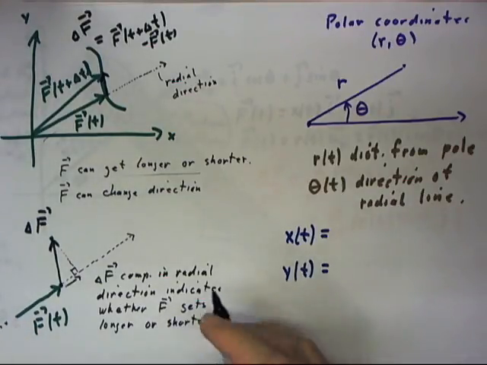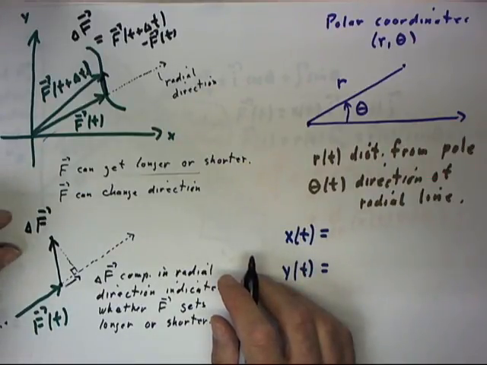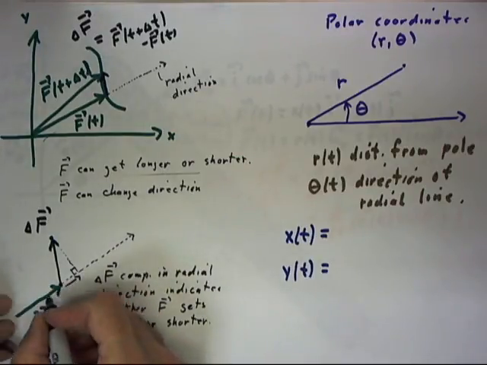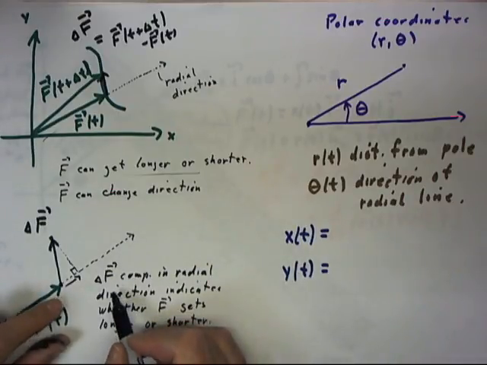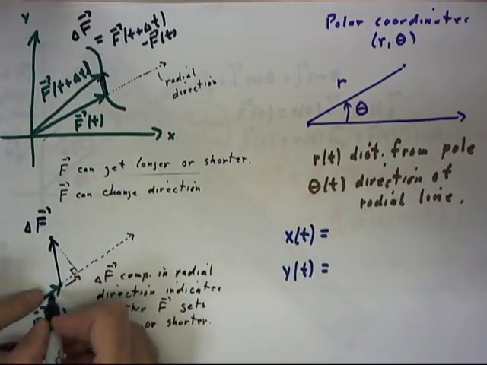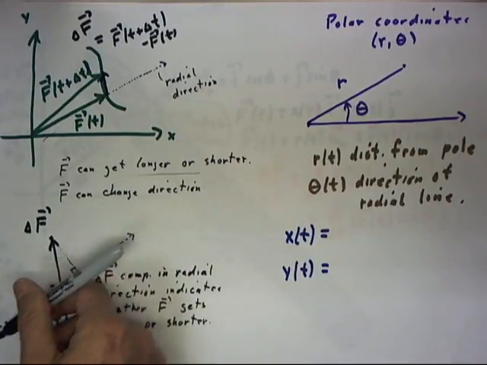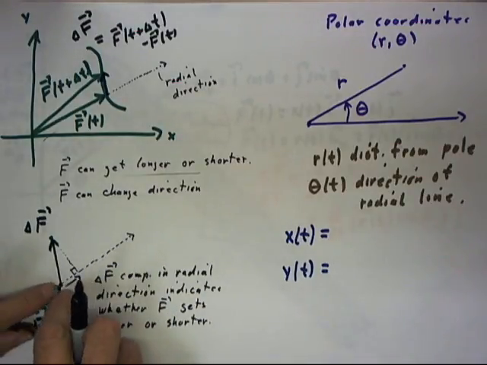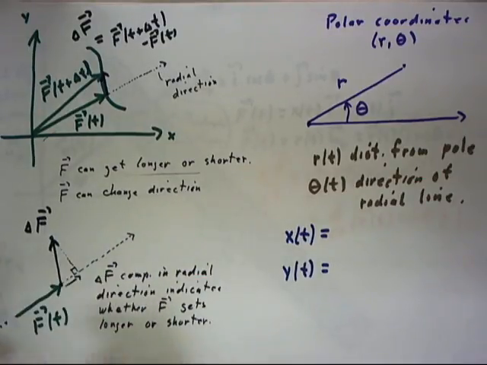Now when we calculate the derivative of f by taking delta f over delta t and allowing delta t to approach limit 0, if delta f is tending to get longer here, then the delta f component in the radial direction will be positive. If delta f tends to get shorter, the delta f component in the radial direction will be in the direction opposite the radial direction. So if it gets longer, we have a positive delta f in the radial direction. If it gets shorter, we'll have a negative delta f in the radial direction.